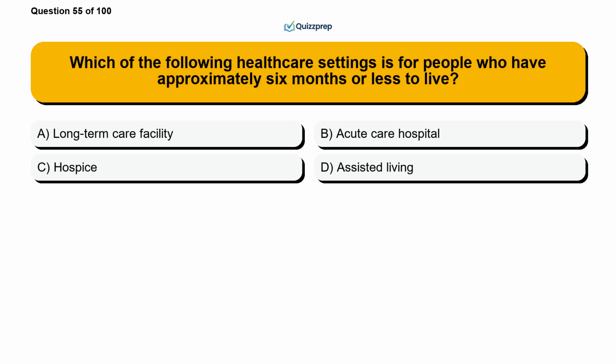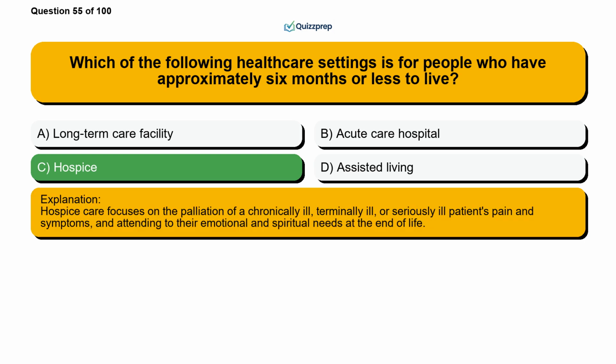Question 55. Which of the following healthcare settings is for people who have approximately 6 months or less to live? Option A. Long-term care facility. Option B. Acute care hospital. Option C. Hospice. Option D. Assisted living. The correct answer is option C. Hospice. Hospice care focuses on the palliation of a chronically ill, terminally ill, or seriously ill patient's pain and symptoms, and attending to their emotional and spiritual needs at the end of life.